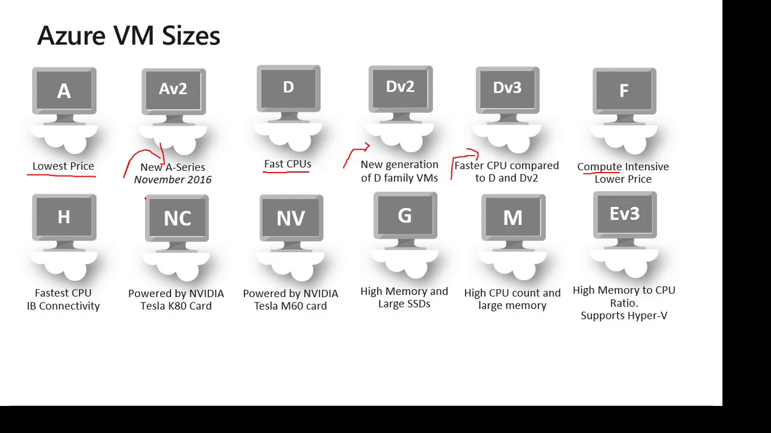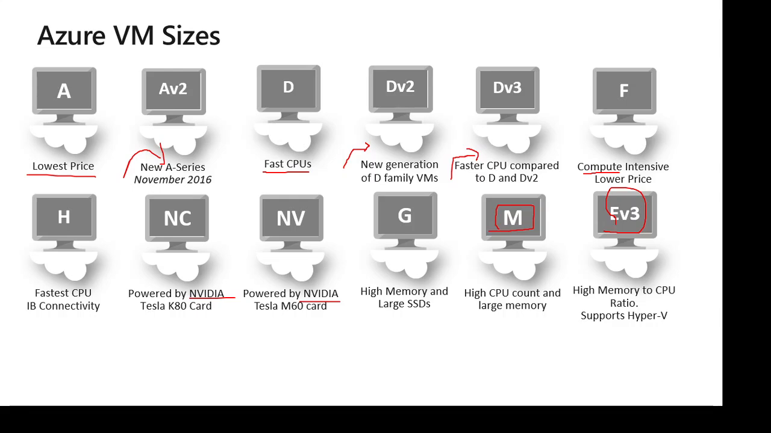Then we have the NVIDIA N series, NC series, with different NVIDIA cards. Then we have high memory series, another high memory virtual machine. So those are different types of hardware of virtual machines. Sorry, not sizes, hardware, not sizes. Sizes will be available for each virtual machine. Make sense, guys?